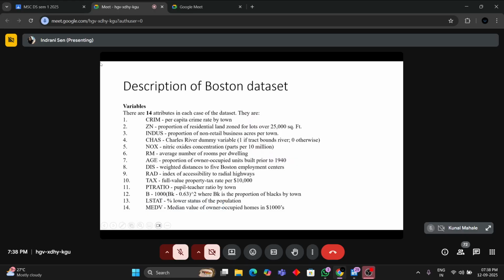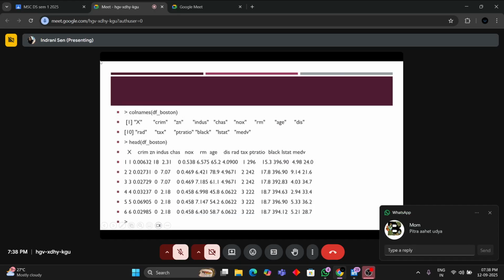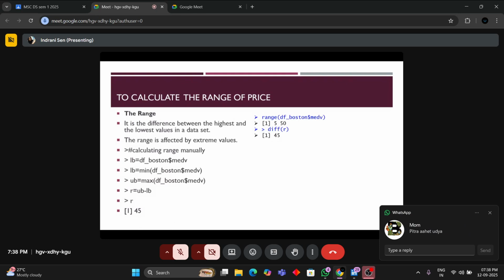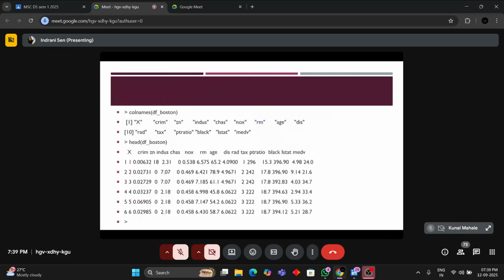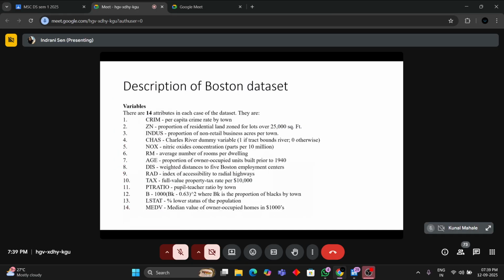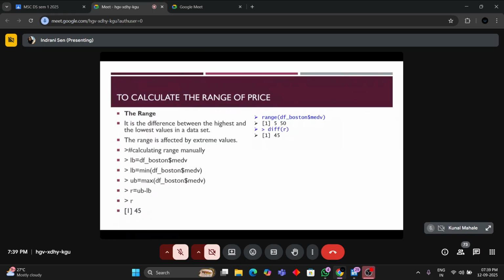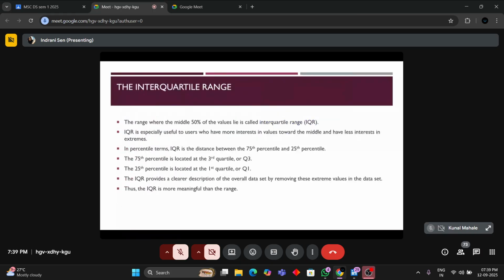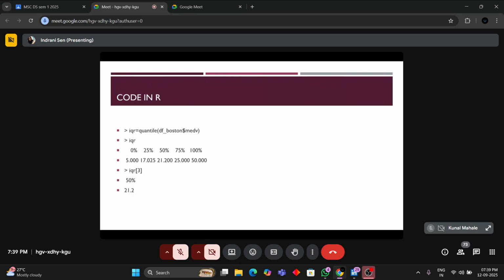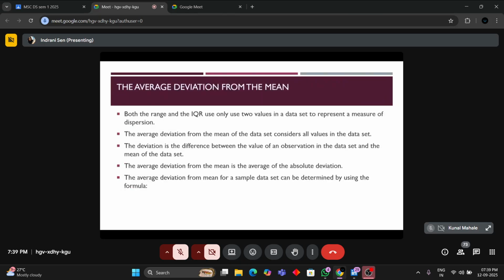So we are doing the case study of Boston here. For the Boston data set, we can calculate the range. We can just import the Boston data set here. We calculate the range, then we can calculate the interquartile range, which is called the IQR, which is Q3 minus Q1. So we are going to do this in Python.